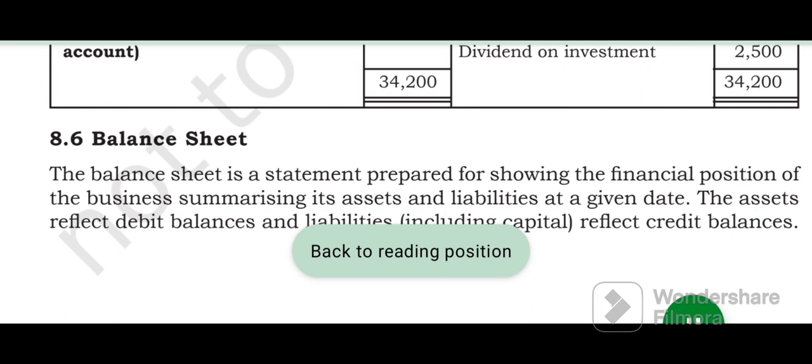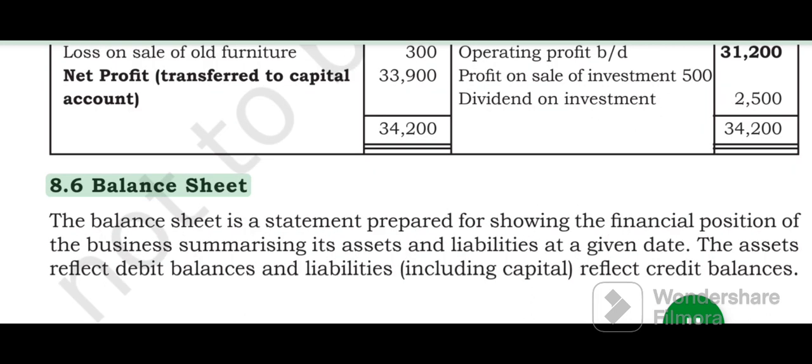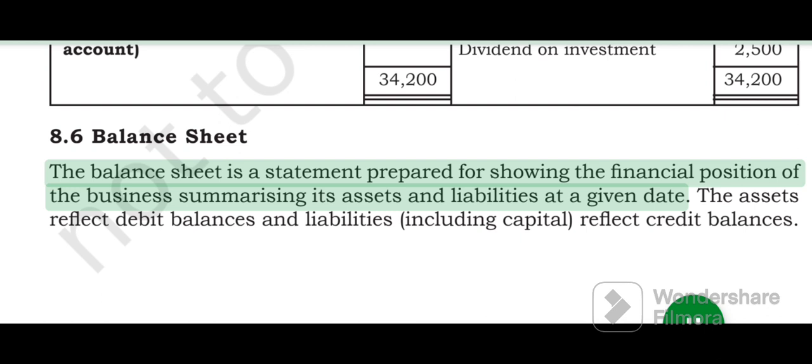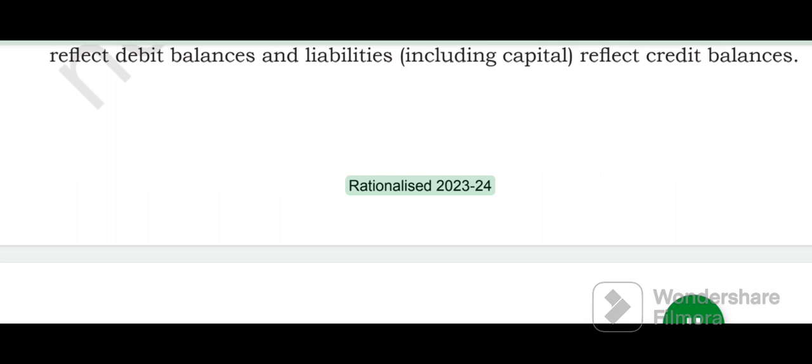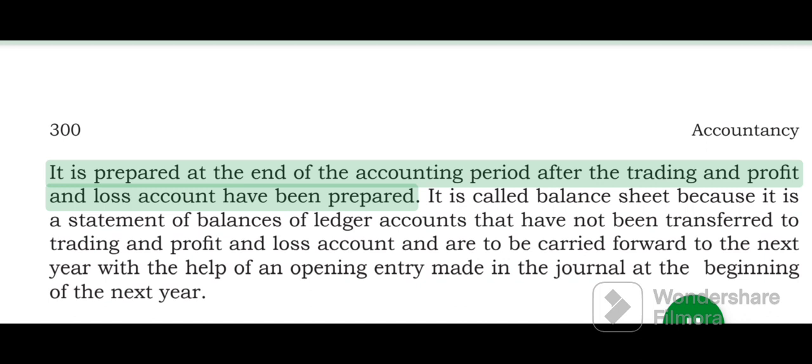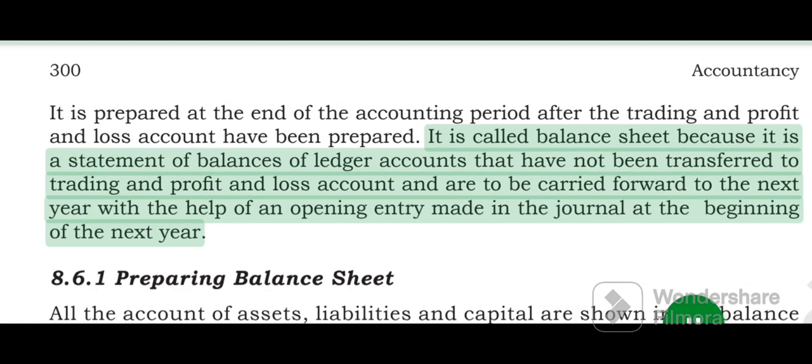6. Balance sheet. The balance sheet is a statement prepared for showing the financial position of the business, summarizing its assets and liabilities at a given date. The assets reflect debit balances and liabilities, including capital, reflect credit balances. It is prepared at the end of the accounting period after the trading and profit and loss account have been prepared. It is called balance sheet because it is a statement of balances of ledger accounts that have not been transferred.